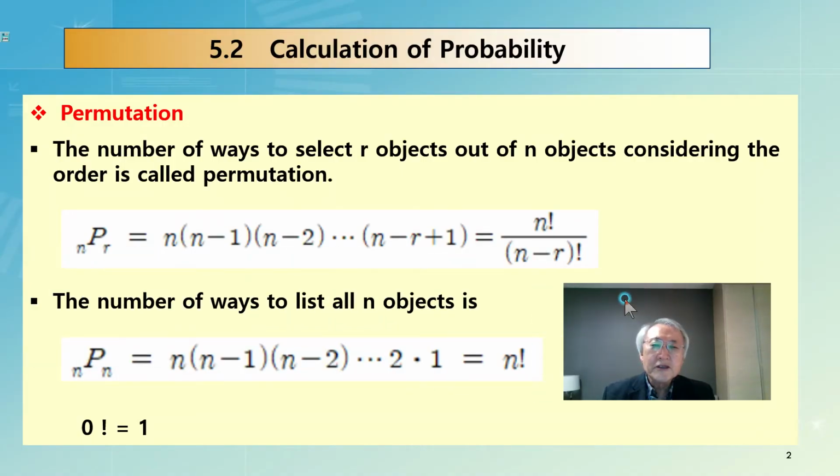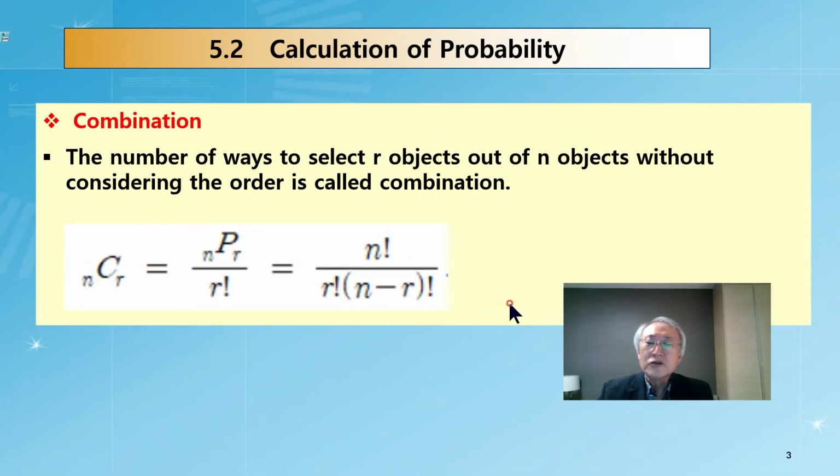The first thing would be permutation. You might have studied it already. The counting number of ways to select all objects out of n objects can be calculated in this manner. Starting from n, we multiply all numbers. This is permutation. From time to time, we calculate probability using permutation. We'll see an example. A special case is the number of ways to list all n objects, which would be n permutation n. It becomes multiplication of all this descending number. We denote it as n factorial.